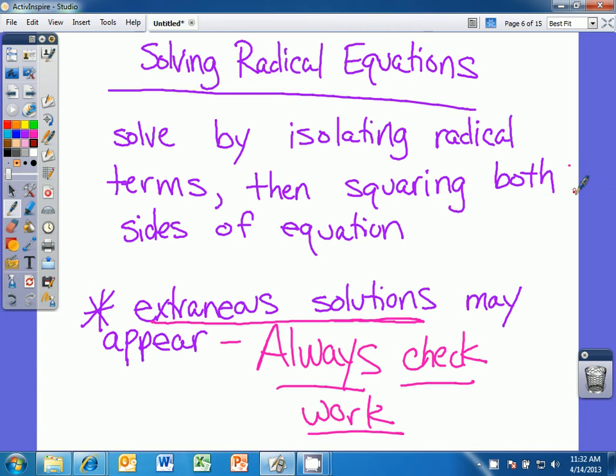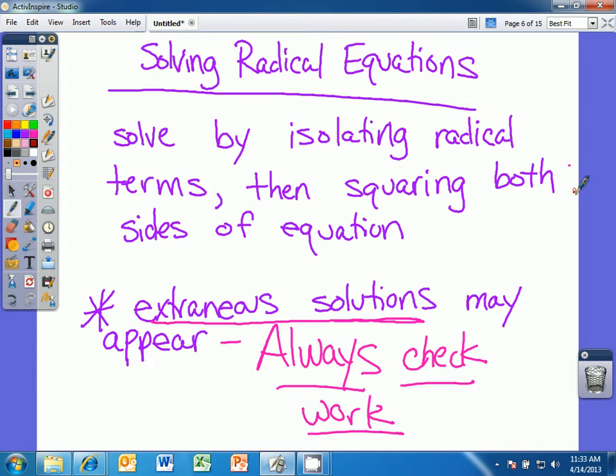We're going to solve radical equations. In order to solve a radical equation, we need to solve them by isolating the radical terms. Then we'll square both sides of that equation. What this does is, at times, it may create what's called extraneous solutions.